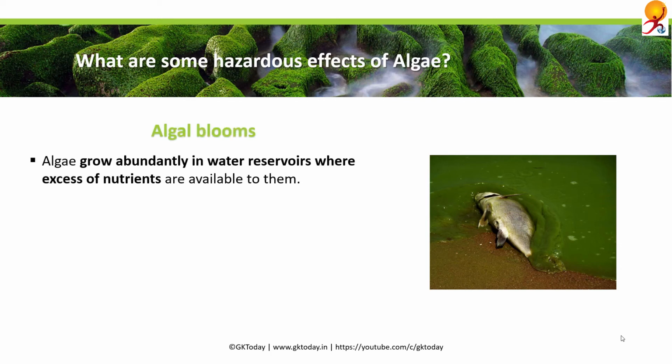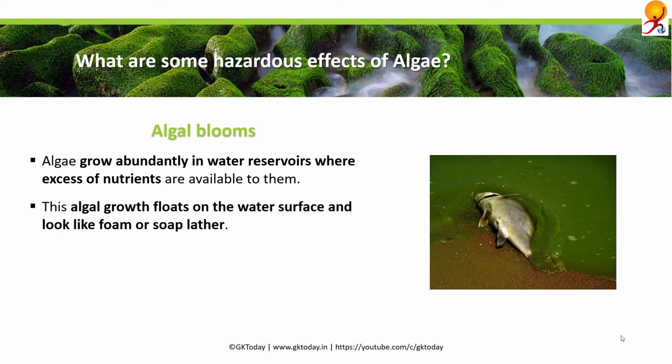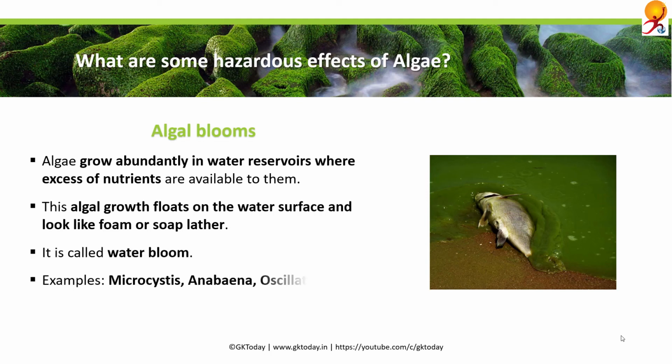Algal blooms. Algae grow abundantly in water reservoirs where an excess of nutrients is available to them. The growth floats on the water surface and looks like foam or soap lather. This is called water bloom. Examples would be Microcystis, Anabaena and Oscillatoria.